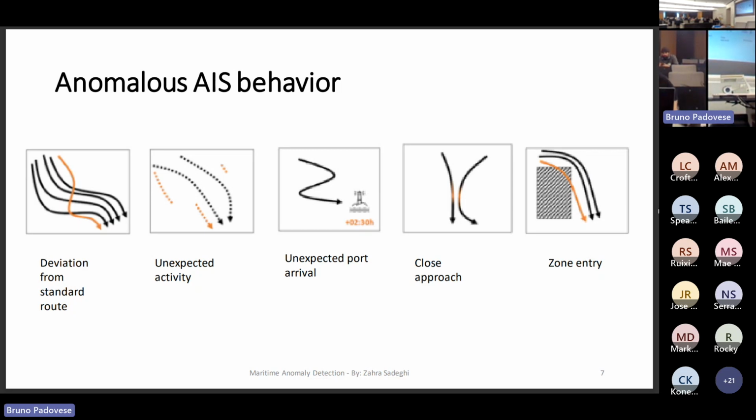And the fourth one is close approach. This happens when one vessel doesn't keep the standard distance from another vessel, and there is a close proximity between two vessels. And the last one is known as zone entry. This happens when one vessel enters an area that is a restricted zone, or when the information is coming from a zone which is supposed to be a land area.